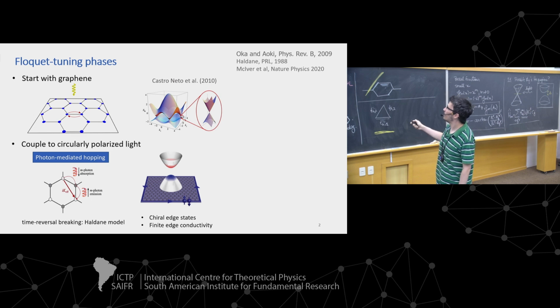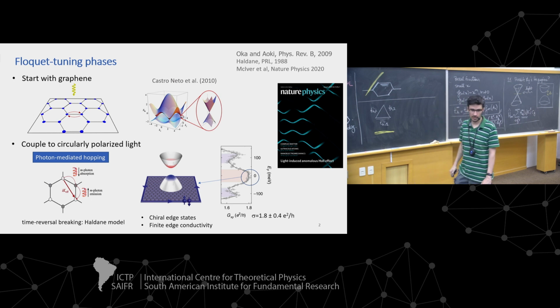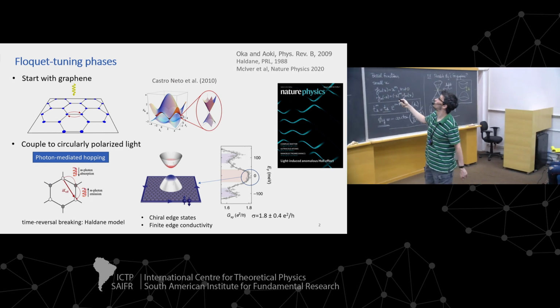Yes, these are exactly it. The band structure is gapped, but the chiral edge states are gapless. Absolutely. It's guaranteed by topology, right? This Chern number and so on. And this was possible to measure experimentally. It was the cover of Nature Physics in 2020. Light-induced anomalous Hall effect. And you can find this and compute this plateau and so on.